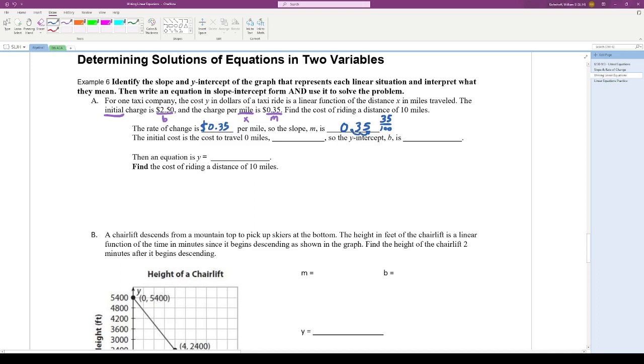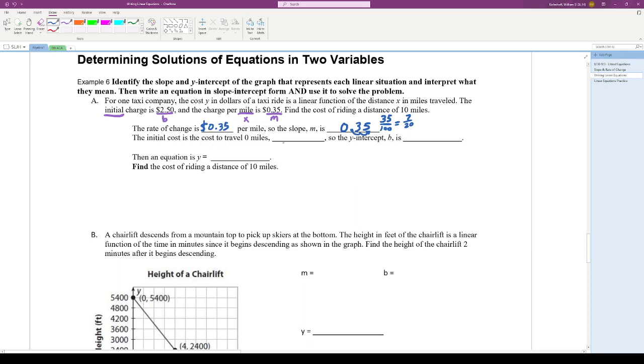We could simplify this fraction because both of these are divisible by 5, and we could simplify this to say that the slope is 7/20. So 0.35 would be the decimal version of the slope, but in order to get a rise over run, we would want to see that as a fraction.